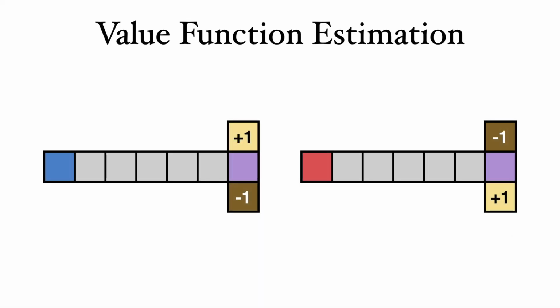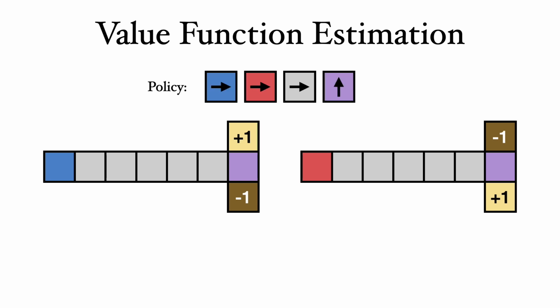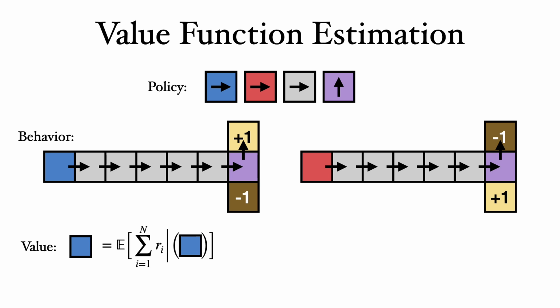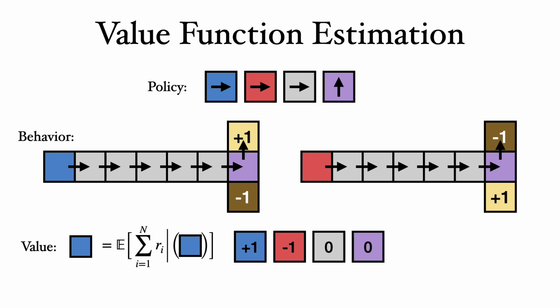Suppose the environment really is partially observable, and we want to estimate the agent's value function for a fixed policy. The agent's policy is going to induce some behavior in the environment, and then we can estimate the value function by just averaging over the rewards that we've seen for each observation. This is called Monte Carlo estimation.